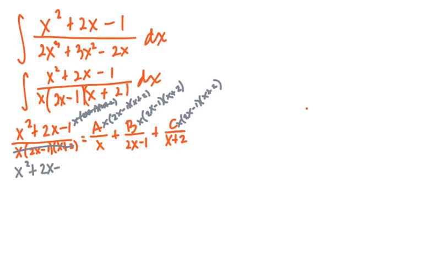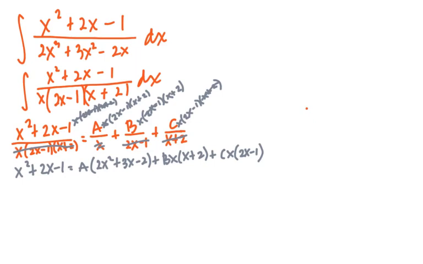So we have x squared plus 2x minus 1 equals, the x's cancel. And if we do FOIL, we have a times 2x squared plus 3x minus 2, plus b. We're going to cancel the 2x minus 1s. b x times x plus 2, plus c x times 2x minus 1.